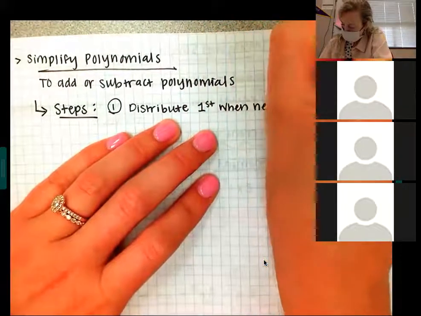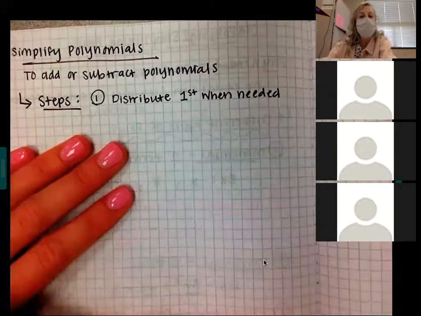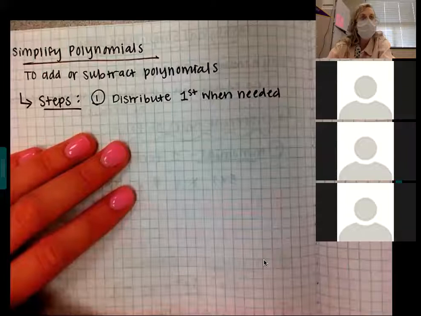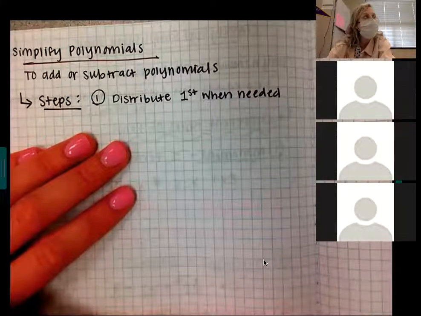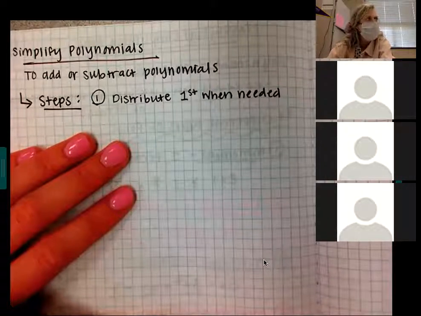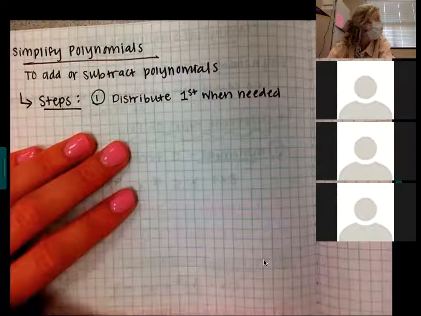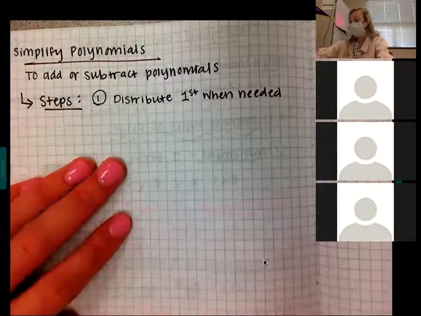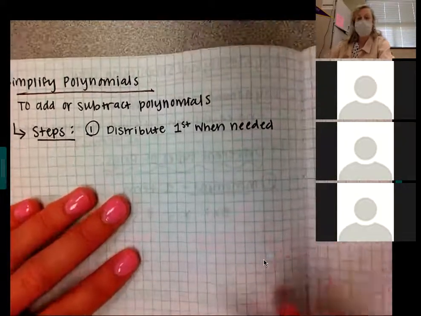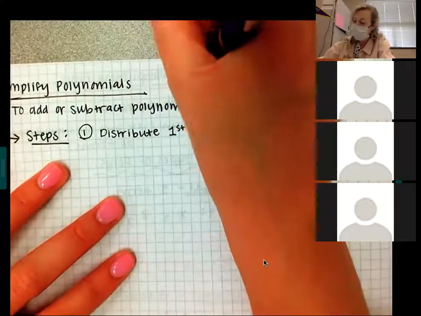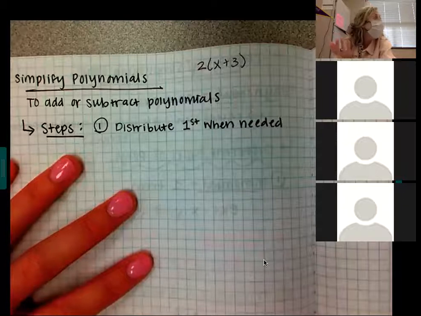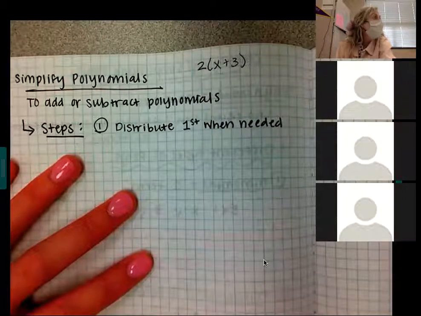All right, y'all. Step 1, you're going to distribute first when needed. Did I say distribute first all the time? No, if there's nothing to distribute, please don't go distributing something when there's nothing there. I did not say you will always distribute first. It says distribute first when needed. So just to give y'all an example, do y'all remember in Unit 1 when we would be given something like this? And you had to distribute the 2 first, right? That's when you would distribute.